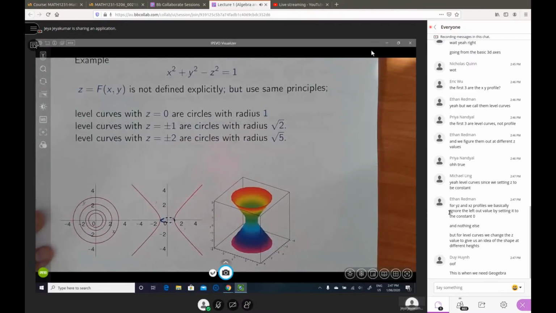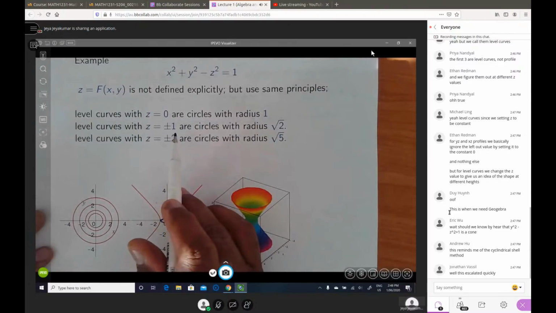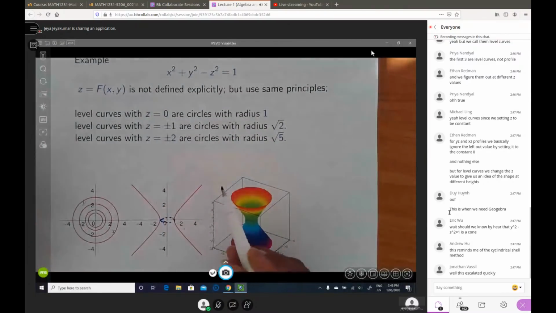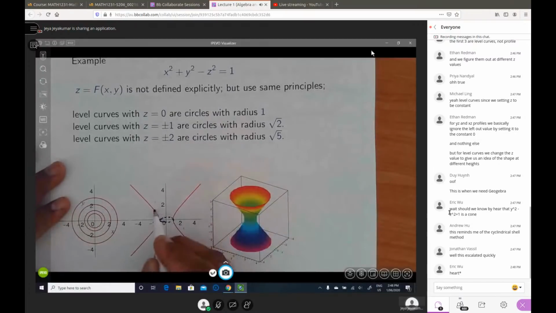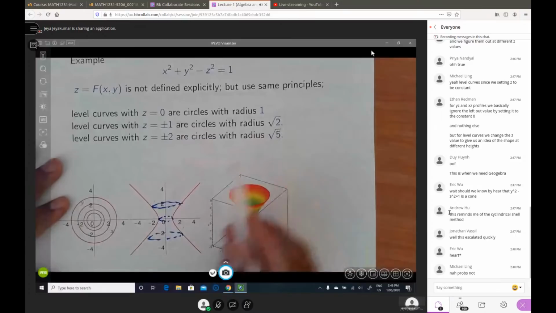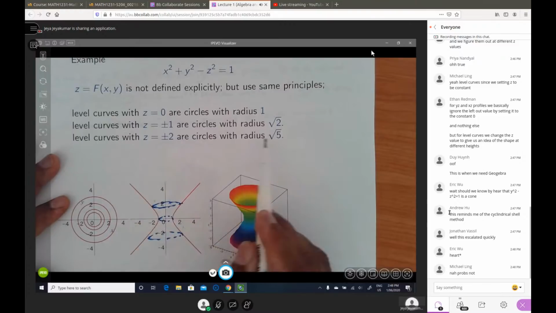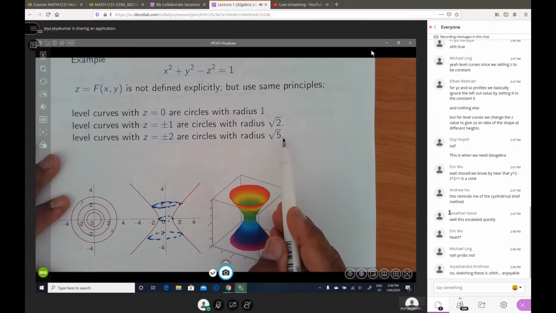the intersection of the surface and the Z equals plus 1 and minus 1 plane, you have a circle with radius root 2, higher than that. So that's something like that here. So this one is radius root 2, this is radius 1. Okay? So when Z equals plus or minus 2, the level curve is a circle with radius square root of 5.